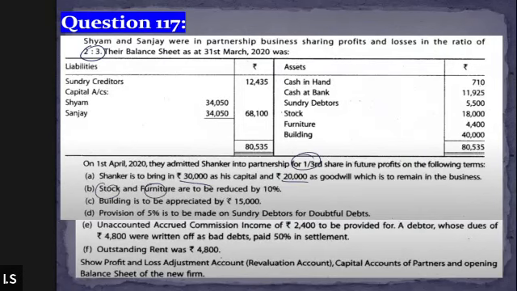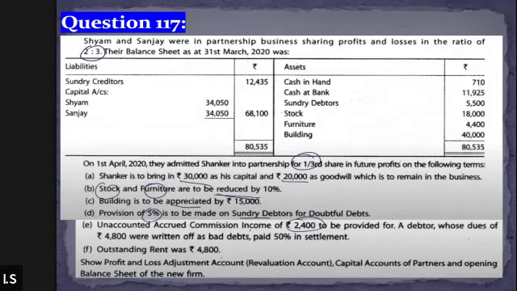Stock and furniture both will be reduced by 10%. That means there is a revaluation, right? And building is to be appreciated by 15,000. There is an increase in the value of the building. A provision of 5% is to be made on sundry debtors, and there is a doubtful debt of 5% that we need to maintain. Unaccounted accrued commission income 2400. See, unaccounted accrued commission is a kind of income.